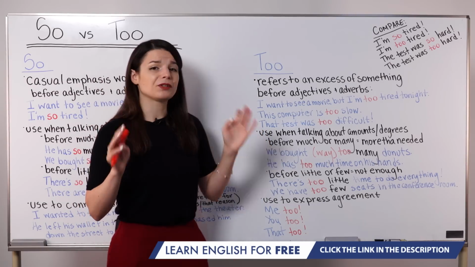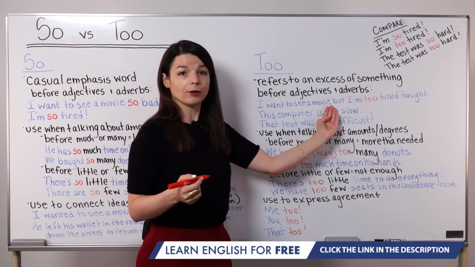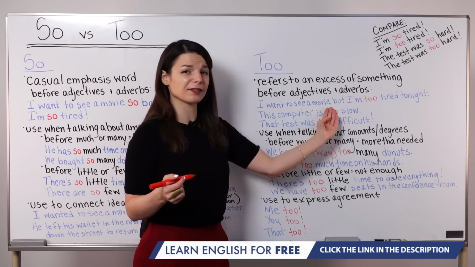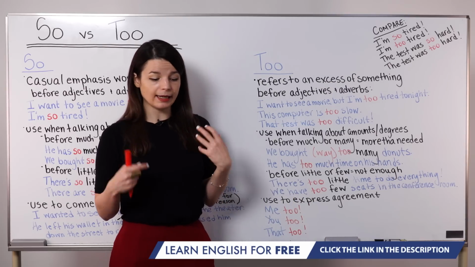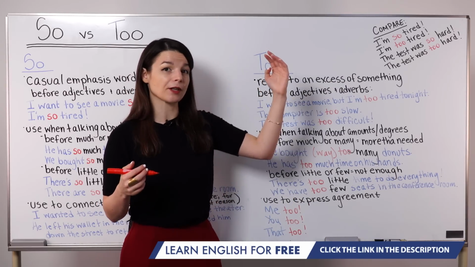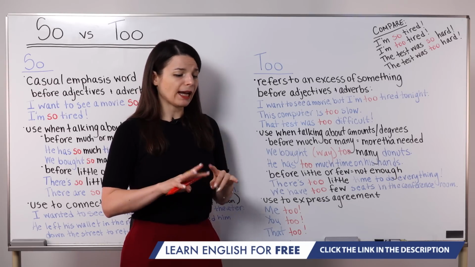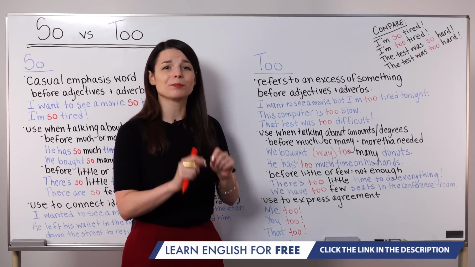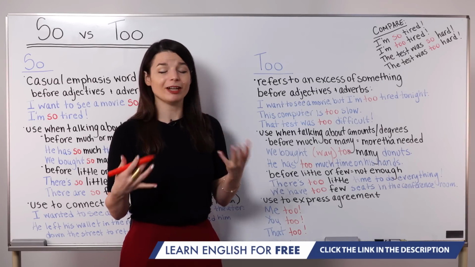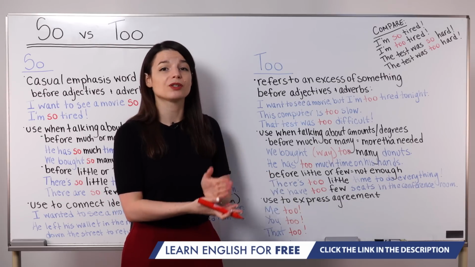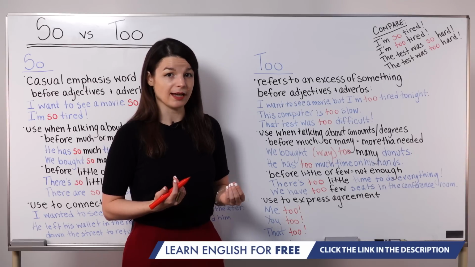Okay, another example. This computer is too slow. So again, removing "too" makes the sentence grammatically correct. This computer is slow, but "this computer is too slow" means, again, an excess of slow. So it causes a problem. Maybe I can't do my homework because this computer is too slow. Or I can't do my video project because the computer is too slow.